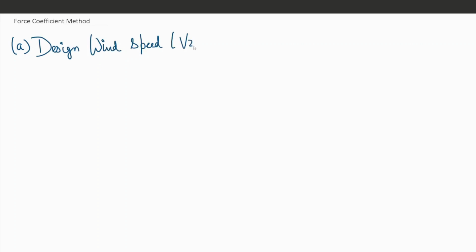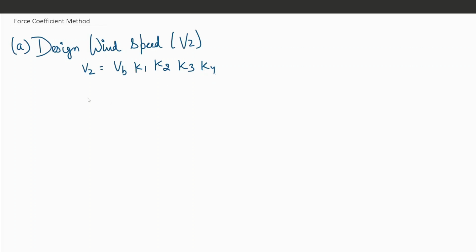That is your Vz. So this Vz is equal to Vb into K1 into K2 into K3 into K4. Here Vb is your basic wind speed, K1 is your probability factor, K2 is your terrain roughness and height factor, K3 is your topography factor, and K4 is your importance factor.